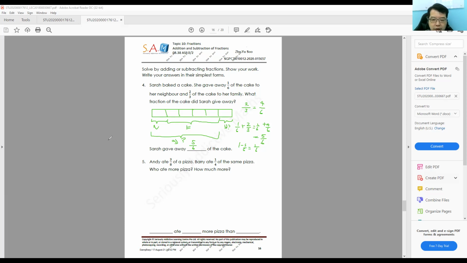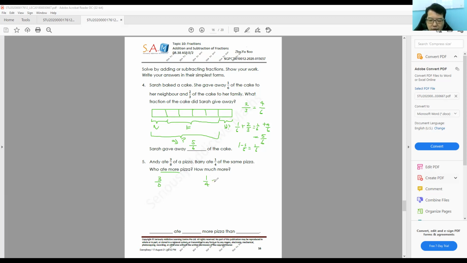Okay, so now there are 2 parts to the question. The first part of the question is who ate more? Remember equivalent fractions, where we have to compare which is more, equivalent and ordering fractions. So let's compare 3 out of 8 and 1 out of 4. Which is greater, which is smaller? In order to compare, we have to make sure that they have the same common denominator. That's one way of doing it.